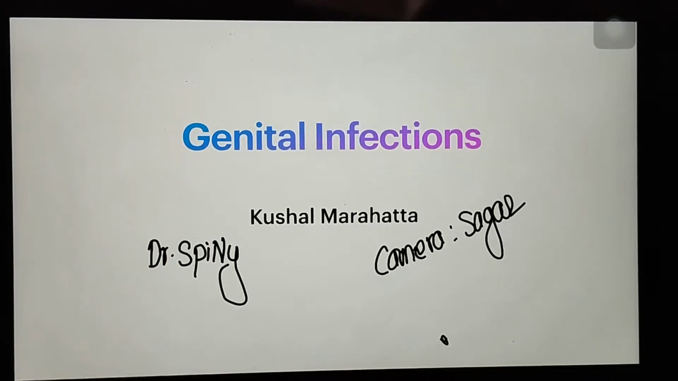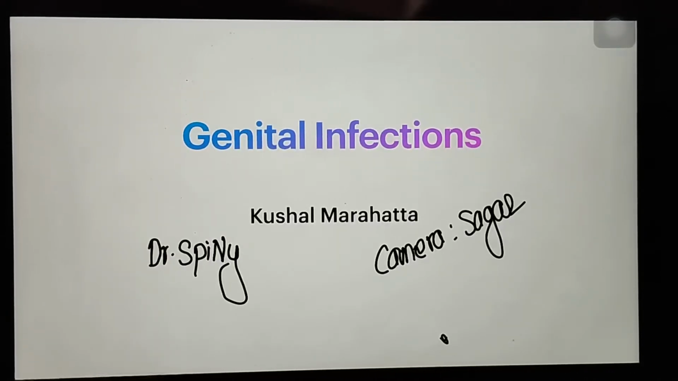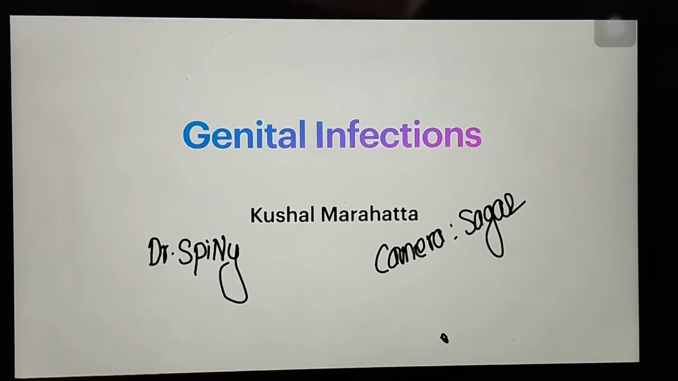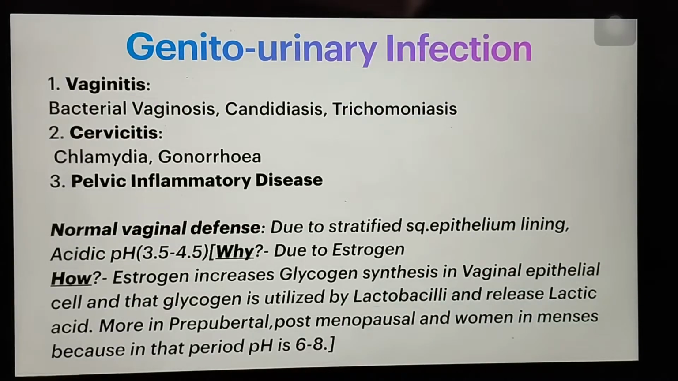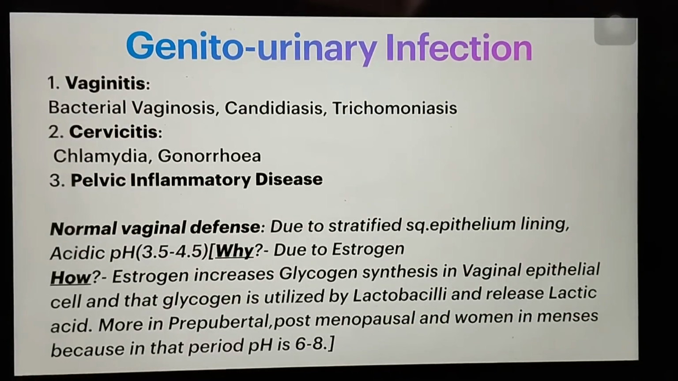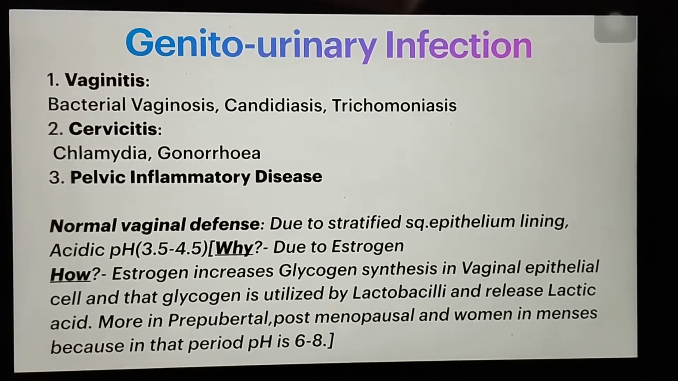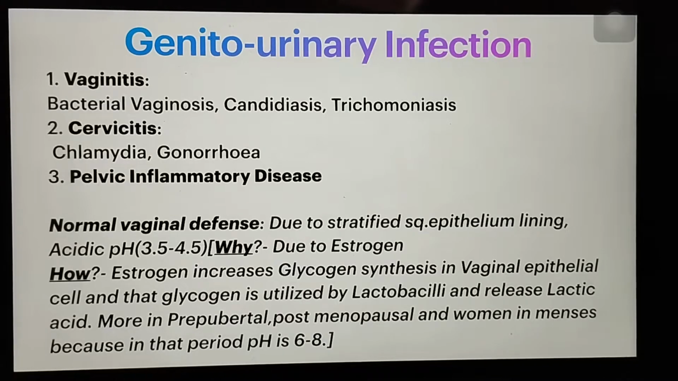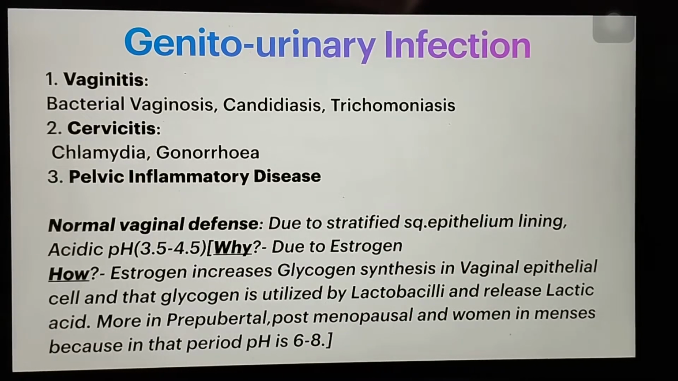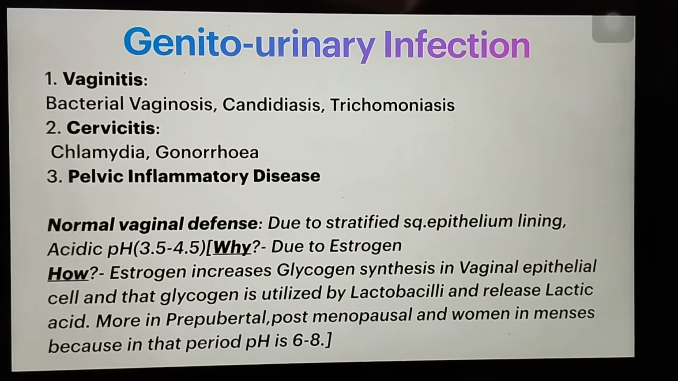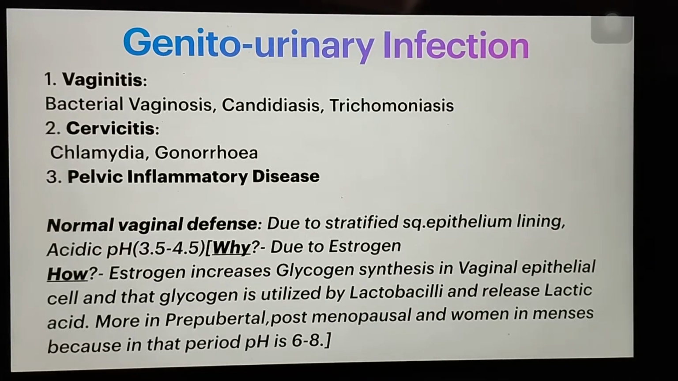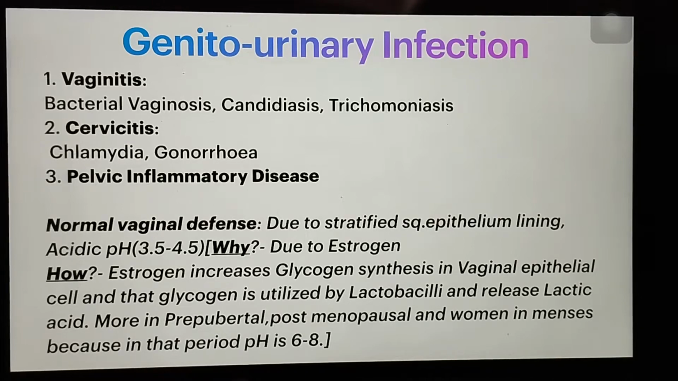Hello everyone, I am going to present about genital infection. Let's go with the topic. In genito-urinary infection, I have divided it into three types: vaginitis, cervicitis and pelvic inflammatory diseases. In vaginitis, there are bacterial vaginosis, candidiasis, trichomoniasis, and in cervicitis there is chlamydia, gonorrhea, and pelvic inflammatory disease.